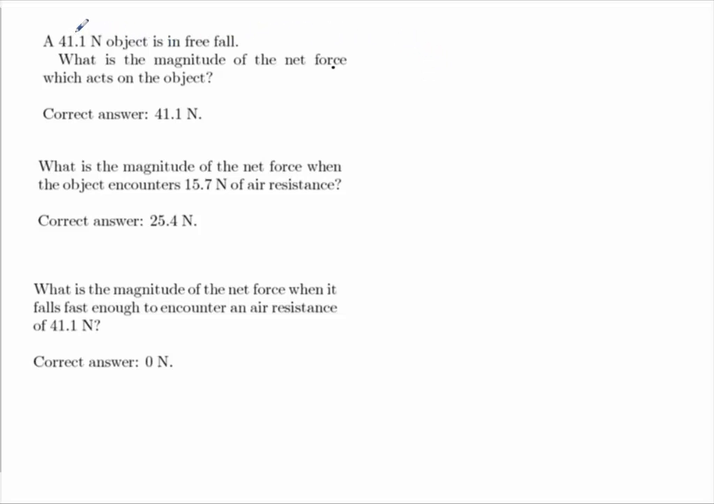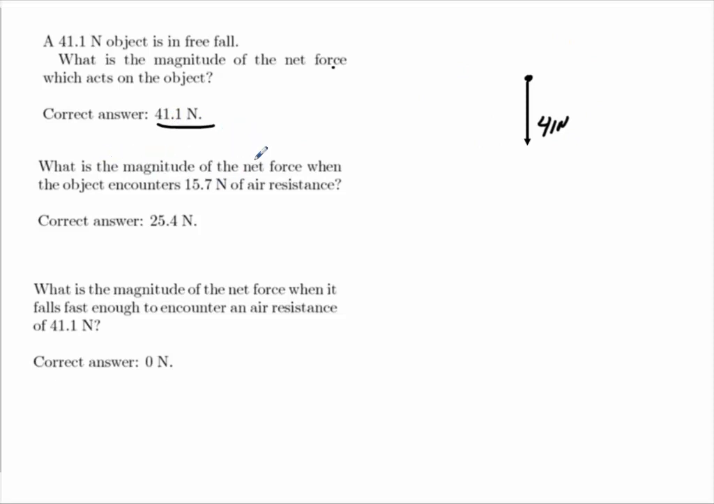This problem here, I don't remember the number, but you have a 41.1 Newton object in free fall. What is the magnitude of the net force that acts on the object? Again, you draw yourself just a force diagram. The only force that you would have would be mass times gravity pulling down, which is going to be the 41 newtons, coming down like that. And all that is, again, just mass times gravity. That's 41 newtons. So that's it. You have no other forces. The answer would be 41 newtons.